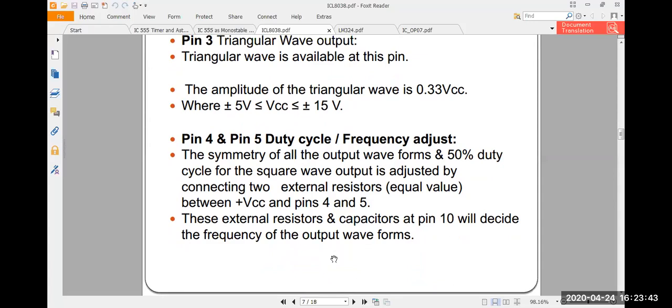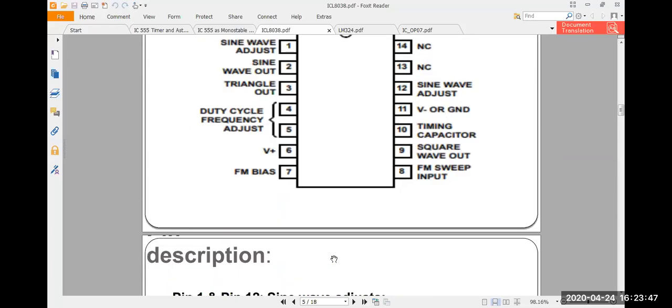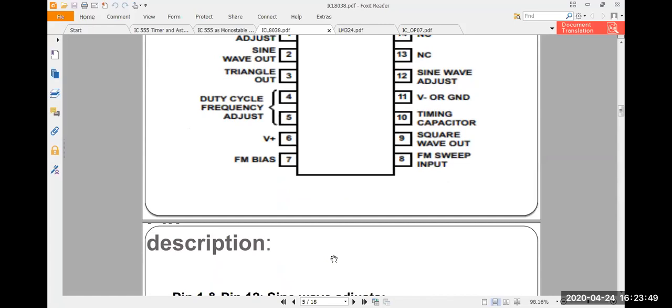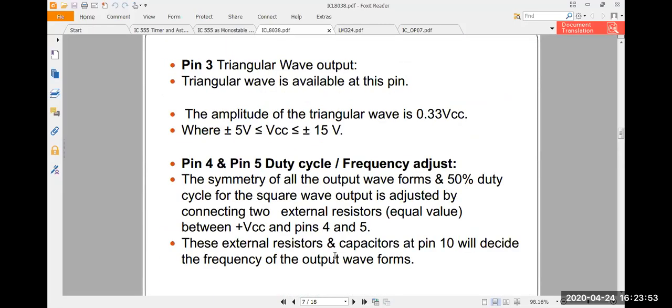Pin number 4 and 5, we have seen that it is duty cycle frequency adjust. So what is it exactly? The symmetry of all the output waveforms and 50% duty cycle of the square wave output is adjusted by connecting two external resistors between VCC and pin number 4 and 5. See, as I'm telling you, these are the designing constraints.